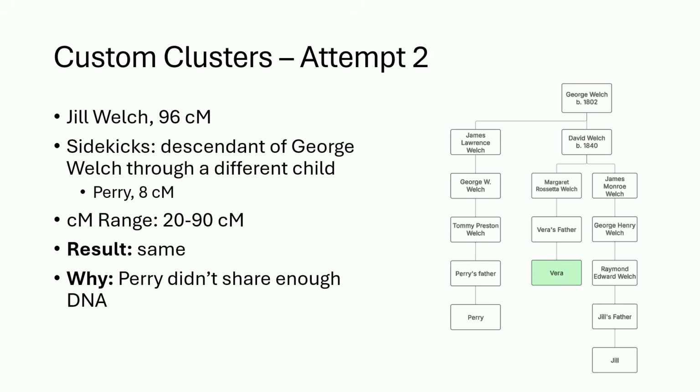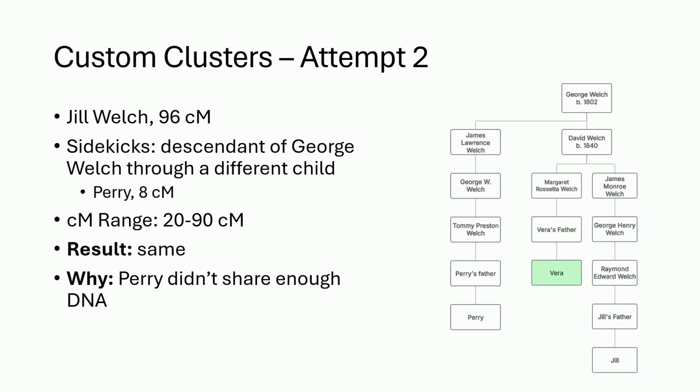Okay, so I thought I would try again, this time adding some sidekicks to see if it changes the custom clusters at all, and just to experiment with it. So I had the question, if I include a sidekick match who shared less than 20 centimorgans, would that be an effective way to incorporate a sidekick, or would it be pointless? And so I chose Perry, who's descending from George Welch through a different child line, and I put the centimorgan range at 20 to 90 centimorgans, and the result was the exact same.